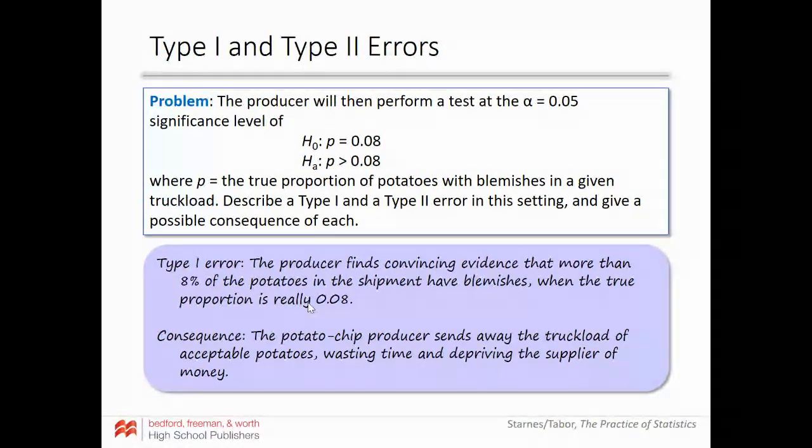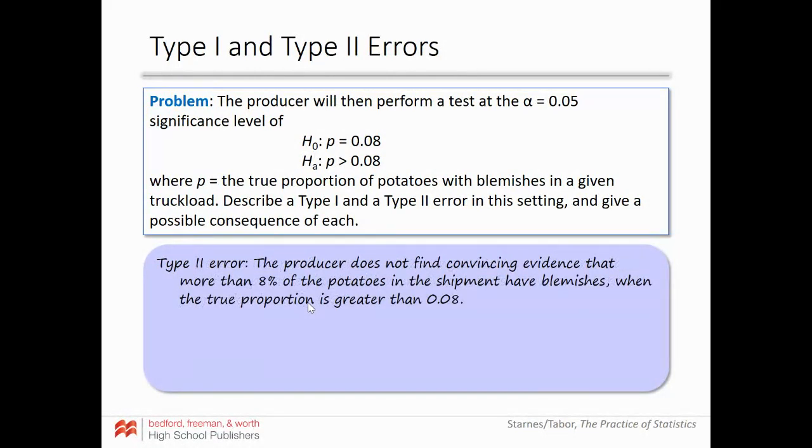And some consequences of it would be, well, you're wasting time, and you're wasting money because now you've just sent away a perfectly good batch that you now have to wait for another batch to come in. So you don't really want to make a type 1 error. You're just going to waste time and money. And those are two things businesses do not want to waste.